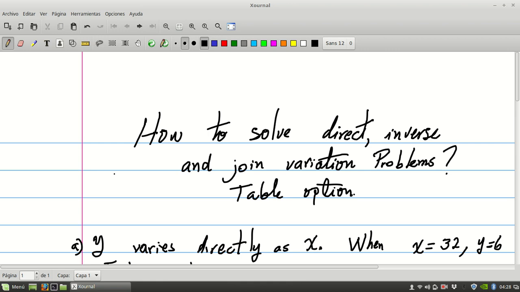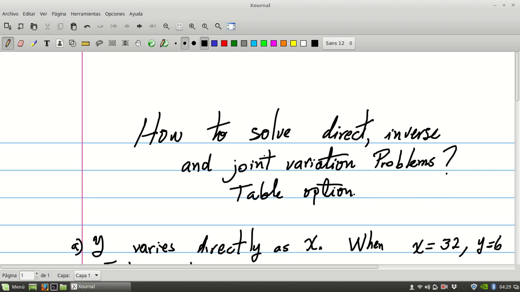Hi! In many problems, in many situations, we can see the problem of direct, inverse, or joint variation problems. And today we're going to explore a different method from the one you can see in many books, that is using the equation. I'm not saying that it's wrong, we're just going to explore another method, and after you see the table option method, you can choose which one is the best for you.